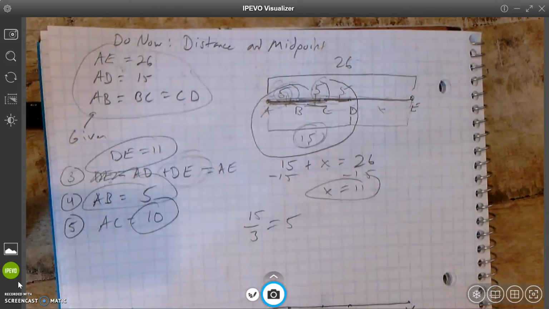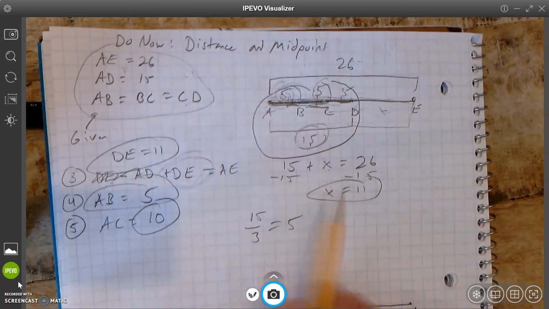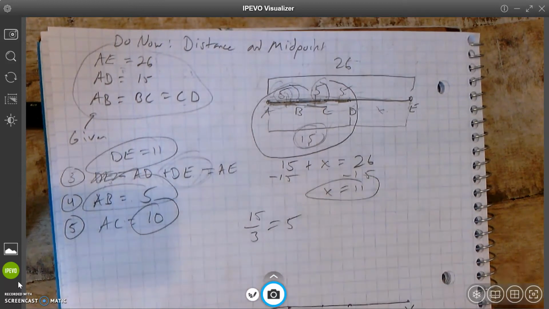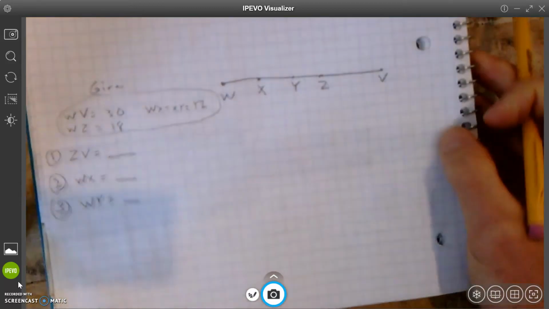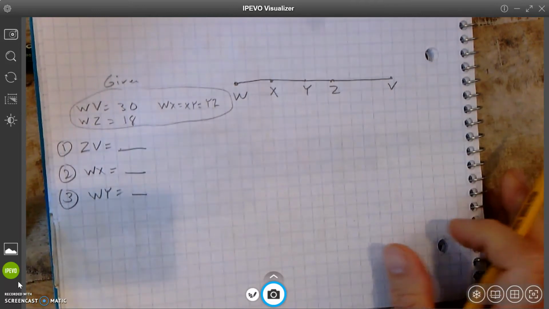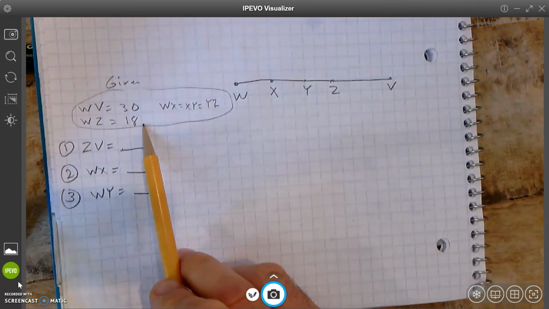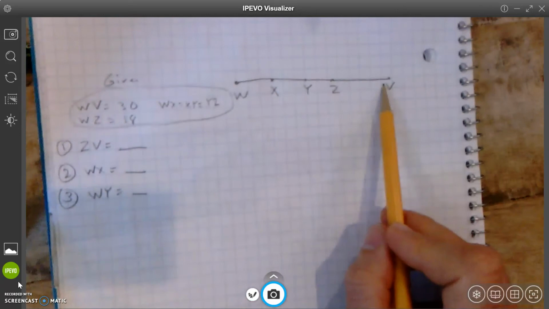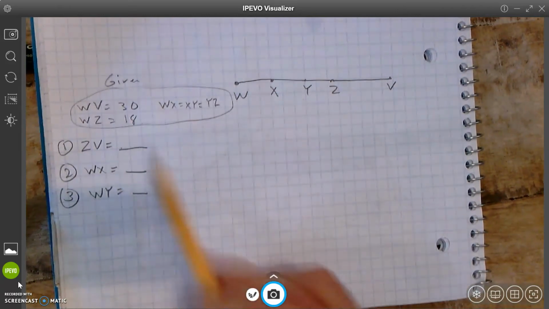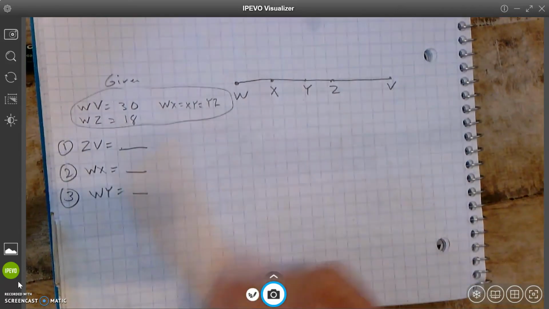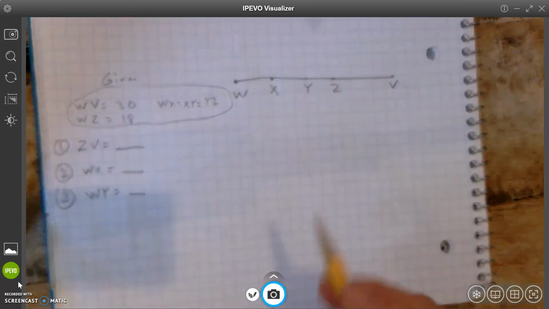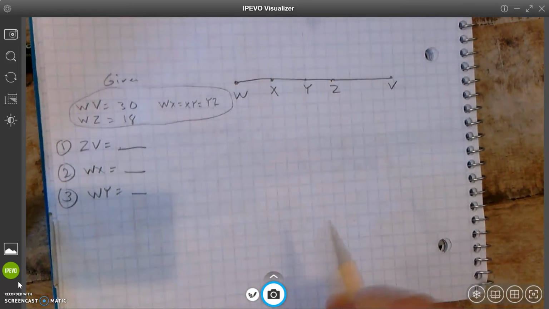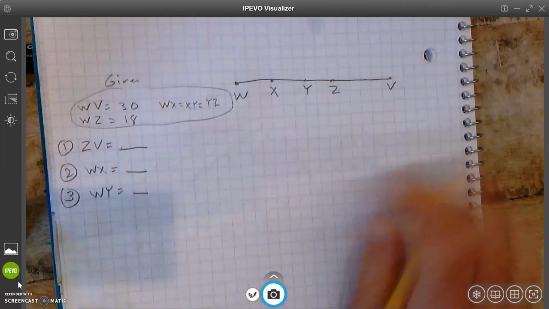There it is. If you need to rewind it and see it again, go ahead and rewind it, see it again, because now this is what you have to do on your own. It's a very similar problem. See if you can get it right. So here's what's given, and you have this and this. Pause the video, see if you can get it right. Ready, set, go.